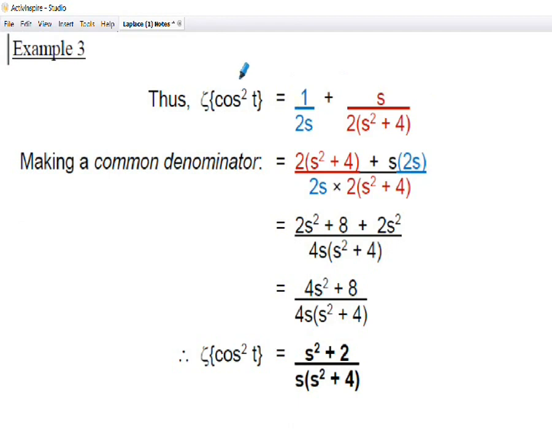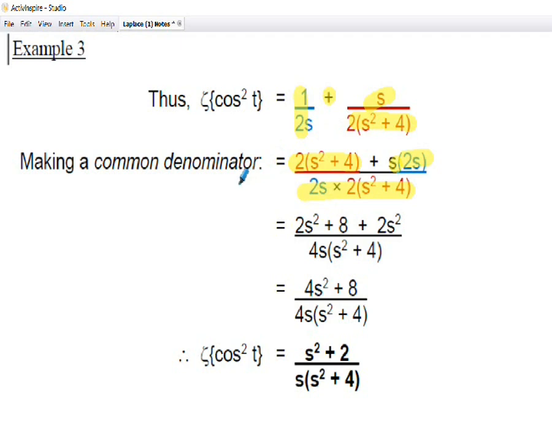If I've repeated the line here for convenience, we've got the 1 upon 2s plus the s upon 2s squared plus 4. Now we're going to make a common denominator, in other words multiplying the 2s and the 2s squared plus 4 terms together, as I've done on the bottom there. Don't forget we cross multiply here to get the top line. That's basically 1 times 2 open bracket s squared plus 4, and this here is s times 2s, if you think of the cross multiplication approach.